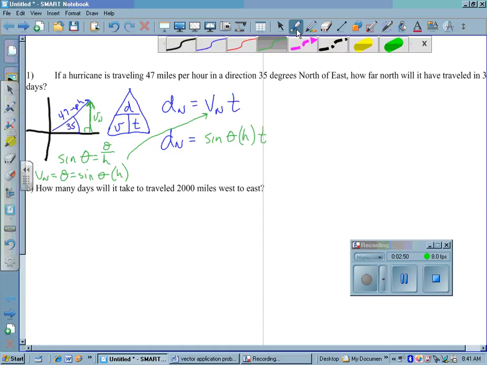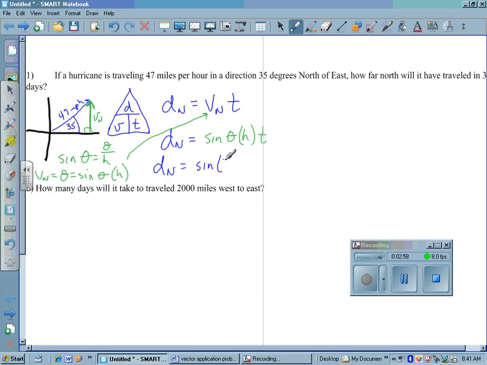So let's go ahead and plug all this stuff in now. The distance in the north direction is going to be equal to the sine of 35 degrees times the hypotenuse, which is 47 miles per hour, times the time, which is 3 days. Now, I can't use 3 days because this is in miles per hour. So I've got to switch that 3 days, knowing that there are 24 hours in 1 day. Do my little railroad tracks or conversion factor. So that gives me 72 hours. So I'm going to put 72 hours down here.